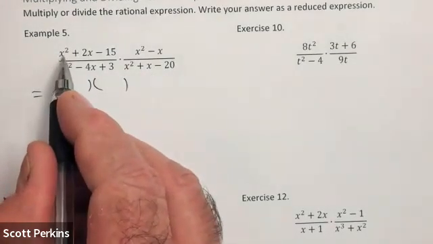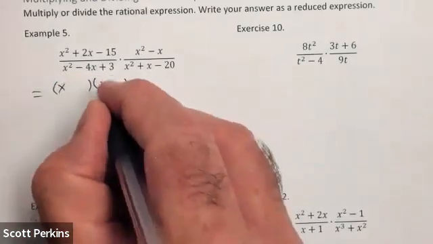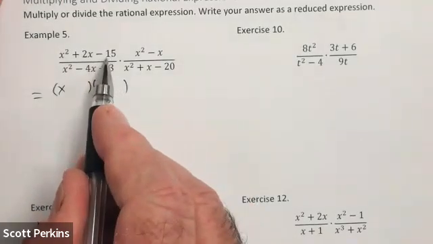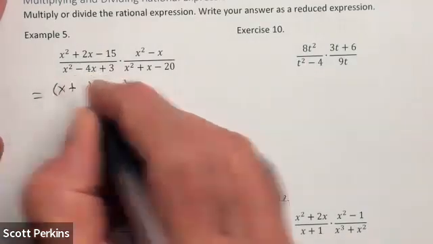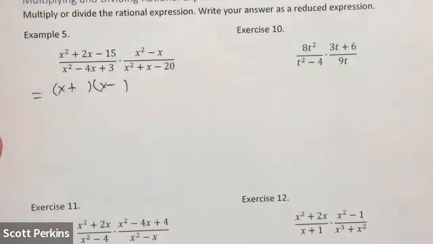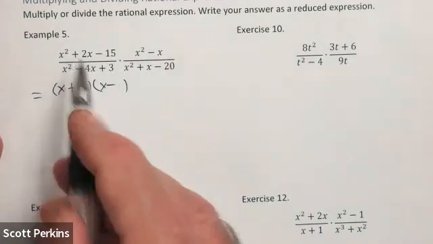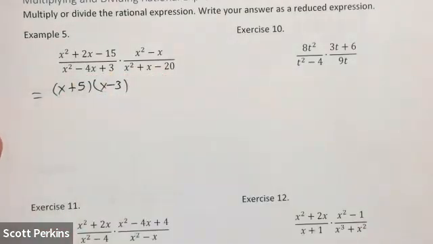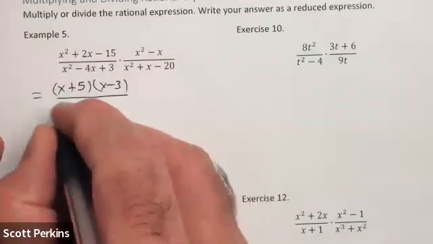In my first numerator, x squared is x and x. It's the same questions every time. Hopefully as we do the rest of this, they're going to be echoing in your head. The 15 is negative, so that means my signs are going to be positive and negative. And then the 2 factors of 15 that are 2 apart are going to be plus 5 and minus 3. There we go, we're off to the races. That's our first one.